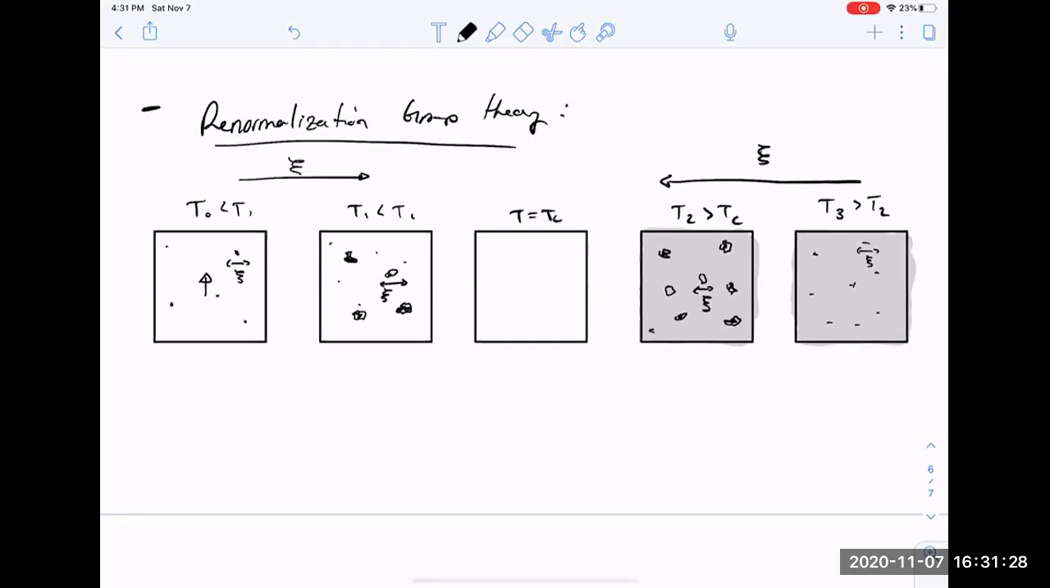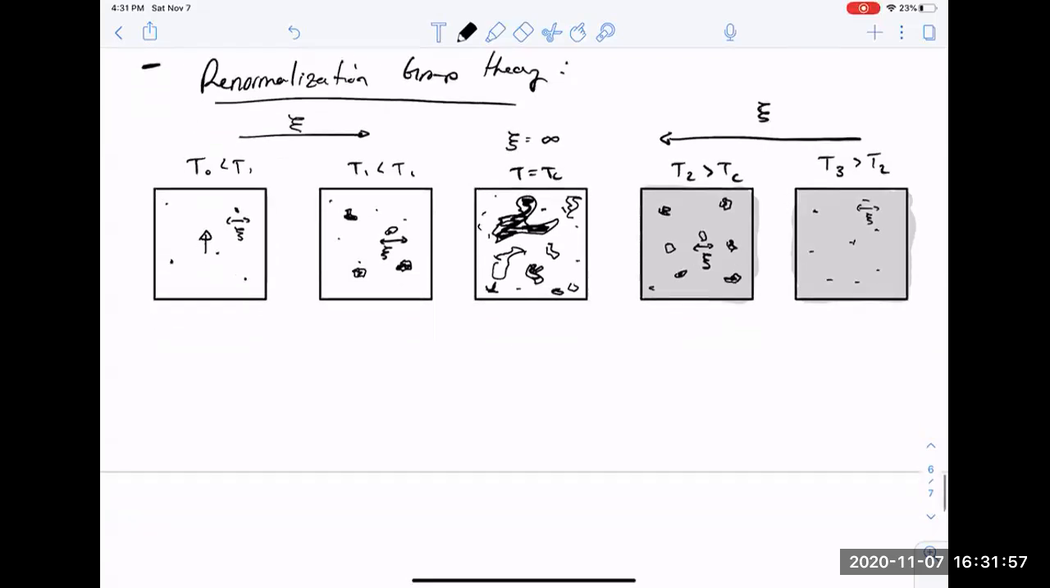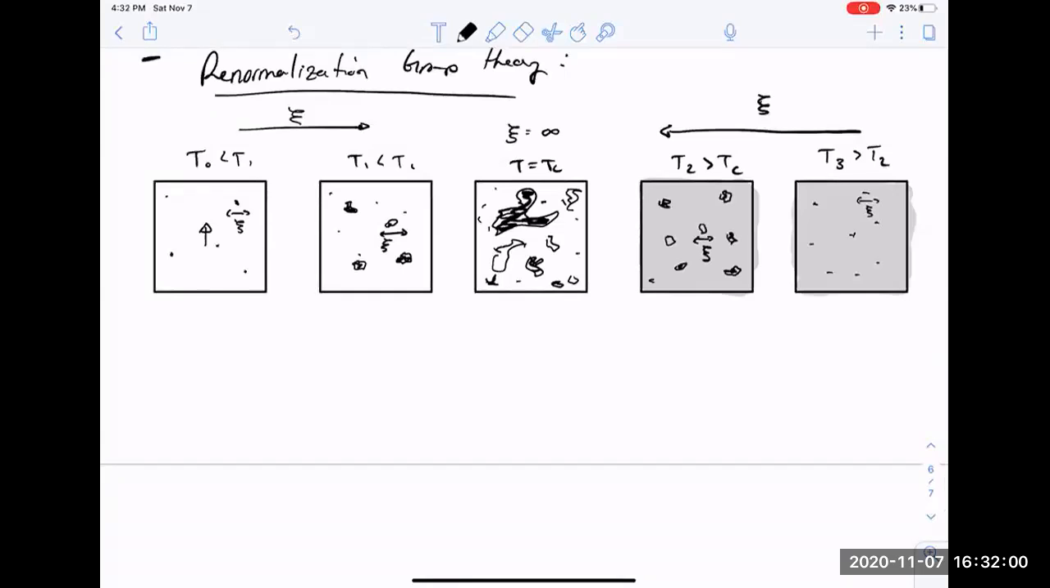At T equal to Tc, we've noted that there are fluctuations on all sizes, so this looks a bit of a mess. And the correlation length diverges. Okay, so there's a correspondence in the correlation length increasing when we start at low temperature and increase the temperature, and increasing as we decrease the temperature at high temperature.